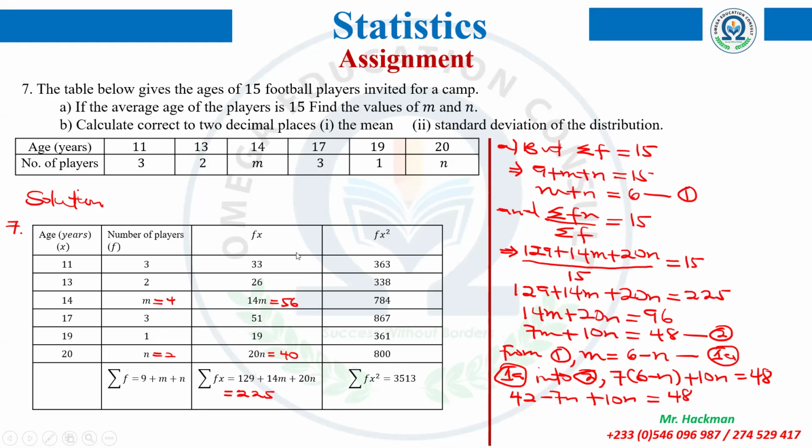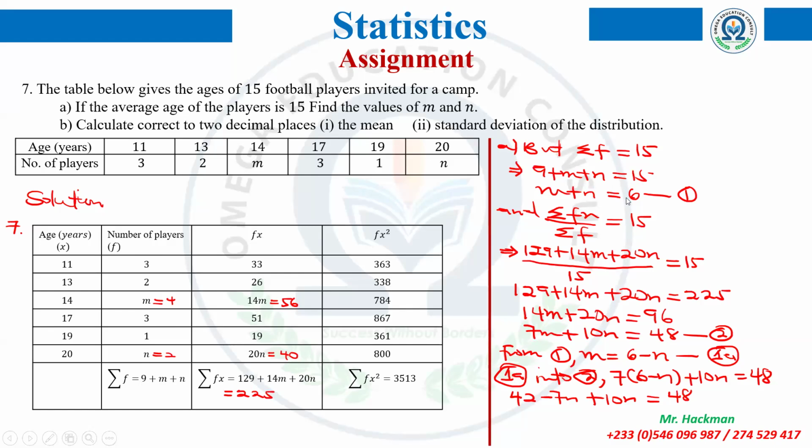Before you can do all that, you have to do your table, because the mean involves sigma fx and equally sigma f. So you add a sigma fx column to your table, because these 2 columns will already be there, only that you label this as x and this as f. Very important. Then you sum. This will involve M and N. The summation of f, you are told, is 15, so what you have here must be equal to 15.